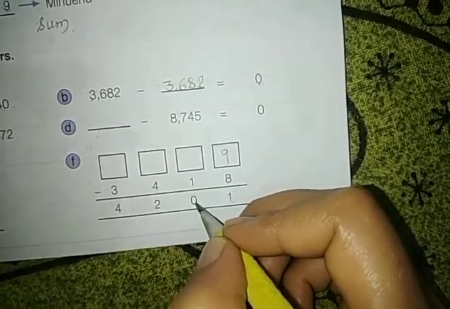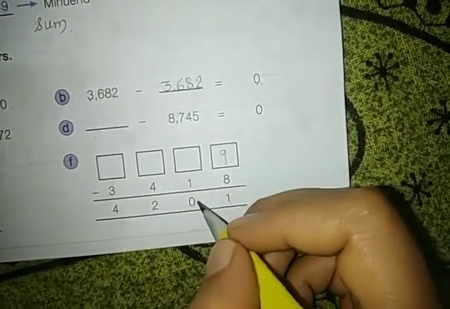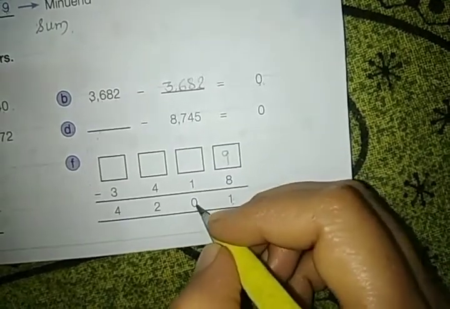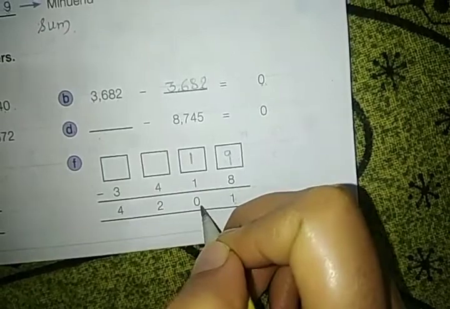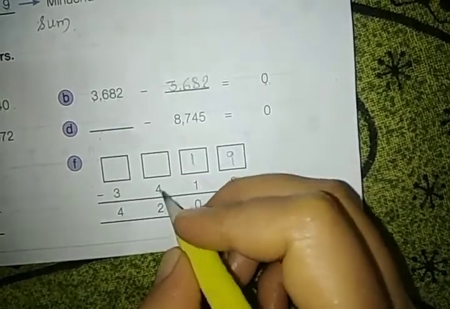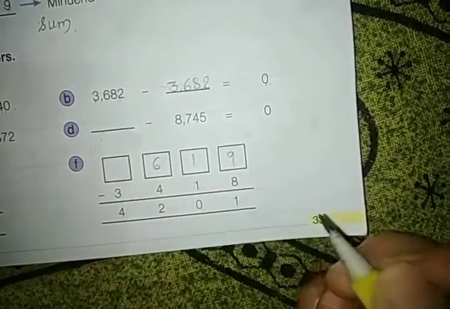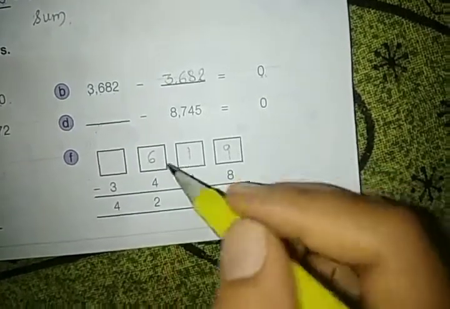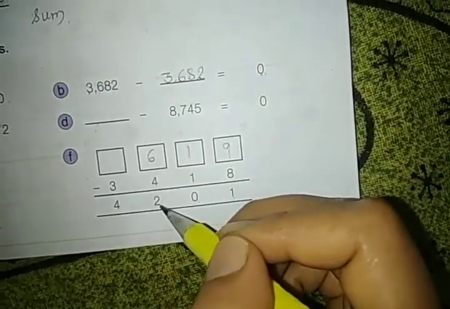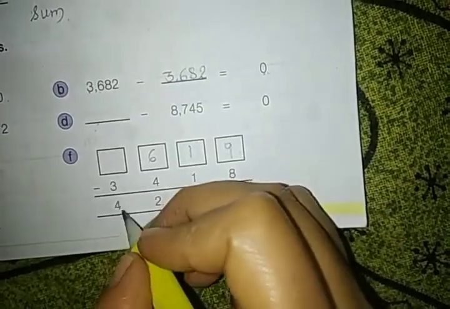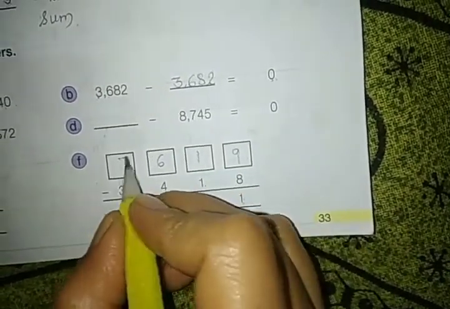Now 0 they have given. When you subtract the same numbers, you will get the answer 0. So 0 plus 1 is 1 only. 1 minus 1 is 0. Okay. Then 2 plus 4 is 6. Now check whether it is correct or wrong. 6 minus 4 is 2. Okay. Then 4 plus 3 is 7.